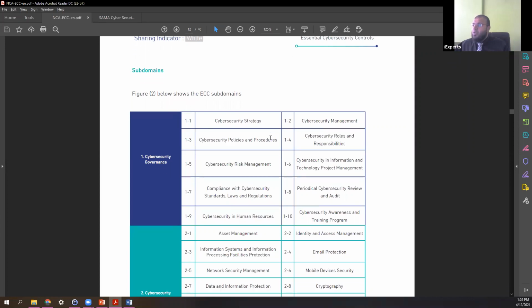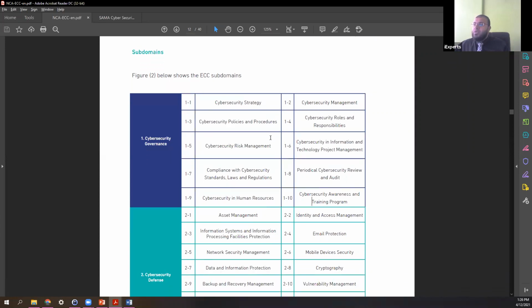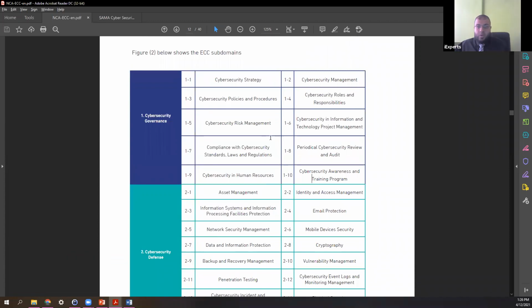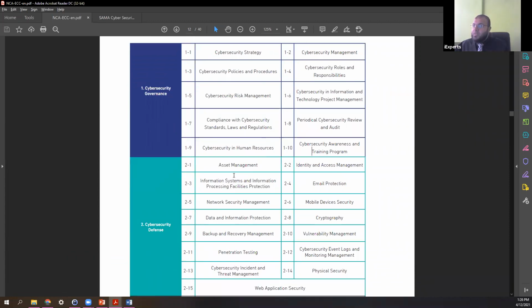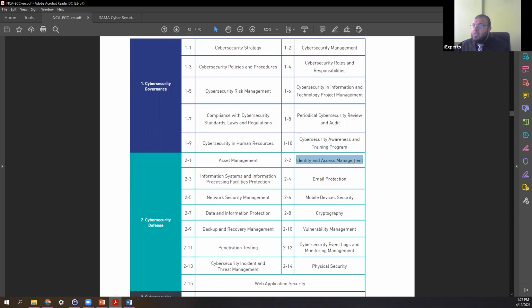Then let's go to the next one, cybersecurity defense. Asset management, email protection, IAM, identity and access controls, network security management, data and information protection, backup and recovery management, pen test, physical security, vulnerability assessment, cryptography. All of this is considered as cybersecurity defense.